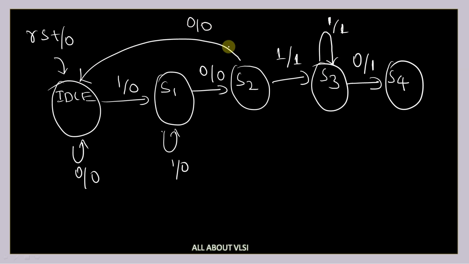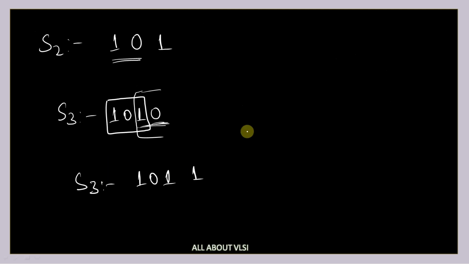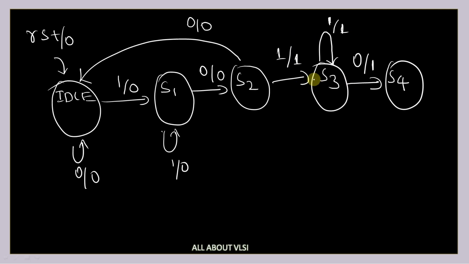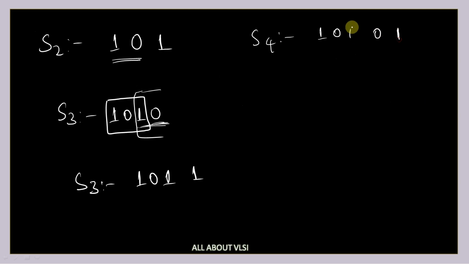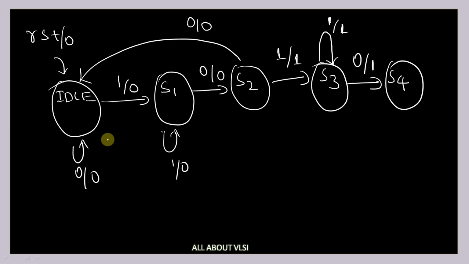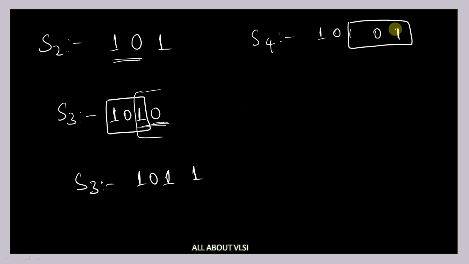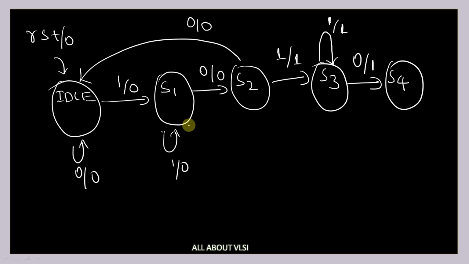Okay, now if I am in my S4 state, I have the sequence 101 followed by one more 0. And if I am in S4 state, if I get one more 1, then the sequence 1011 has been detected. Then I can also reuse this one. So that's why I'm going to S1 state, and my output is equal to 0.